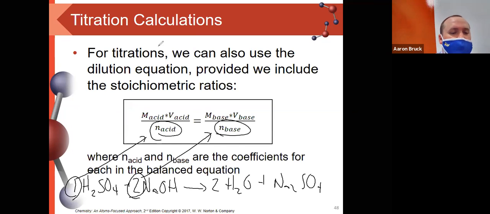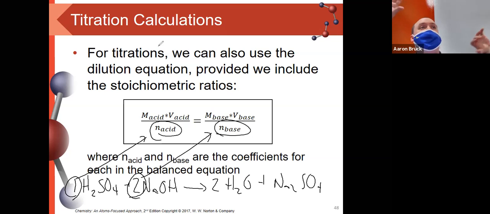And so that's where these coefficients are going to play a significant role. So again, any kind of calculation that involves solution to solution, we can use the titration equation for. I know it says acid and base as those indicators. We can just turn these into A's and B's and be fine.